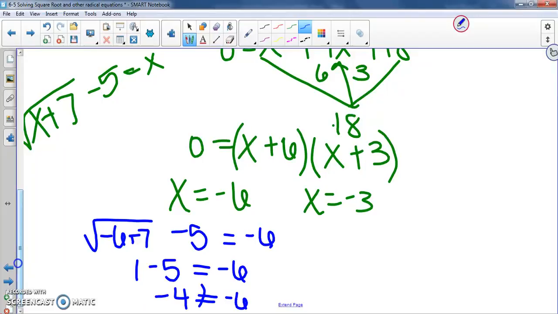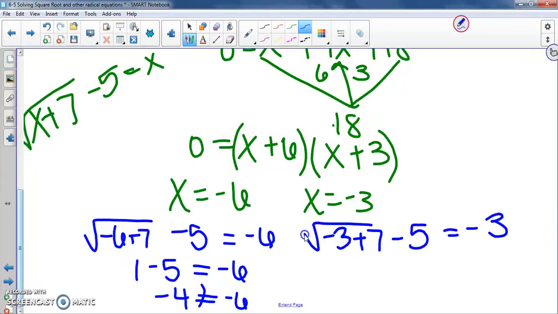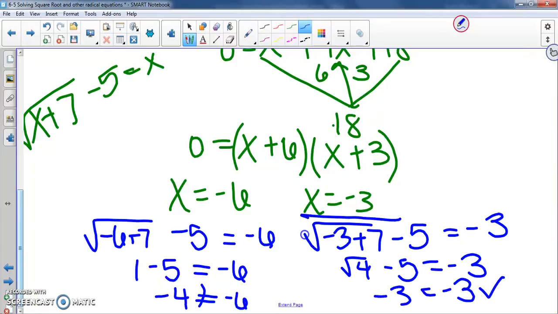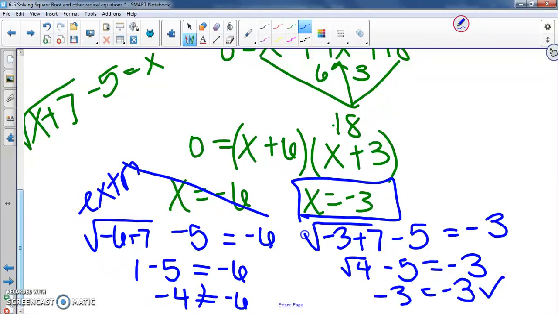Now we do negative 3. Square root of negative 3 plus 7 minus 5 is equal to negative 3. Square root of 4 minus 5 is equal to negative 3. Negative 3 is equal to negative 3, so yes, x equals negative 3 is our solution. x equals negative 6 is extraneous.